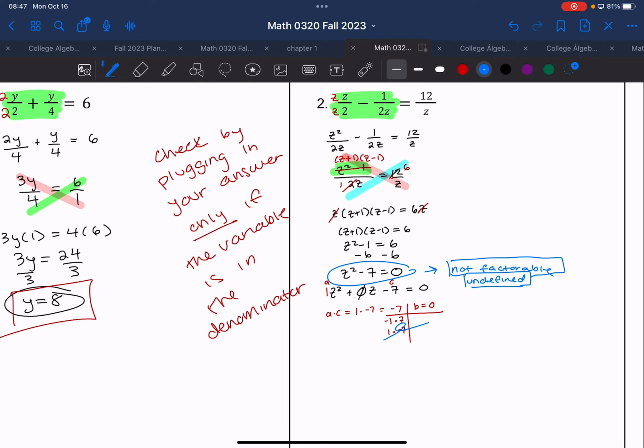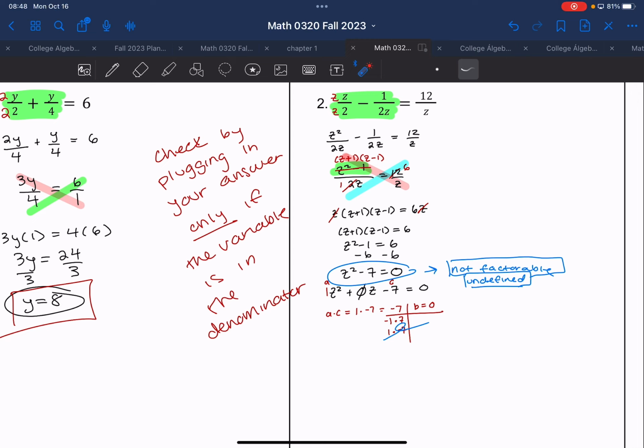Okay, so we went through this whole process. After we cross-multiplied, we noticed that this was a quadratic function. We put it in standard form. We tried to factor, but we couldn't, so our answer is not factorable, undefined. There was another problem that we did in another section where I believe the answer we were working with was not factorable, but in that sense there were no restricted values. How is that different from this?